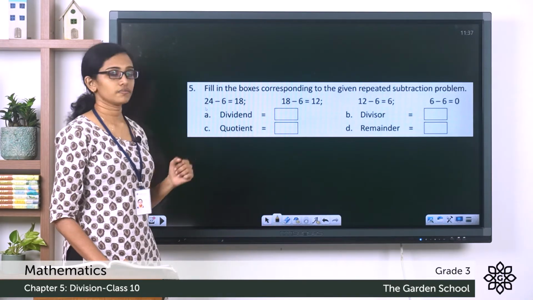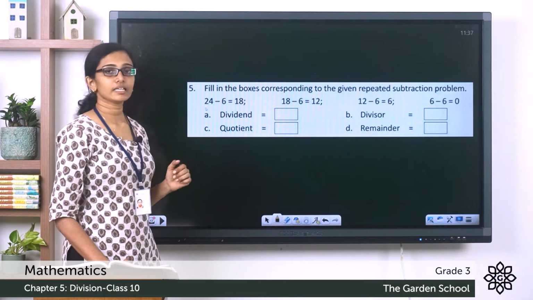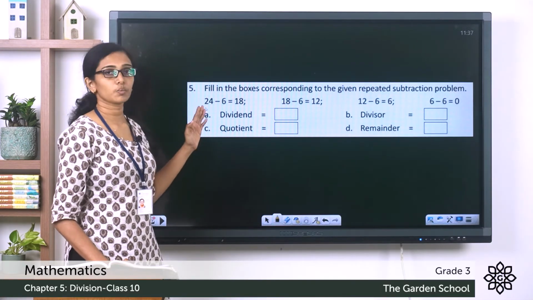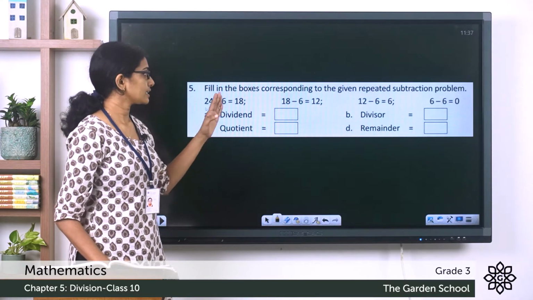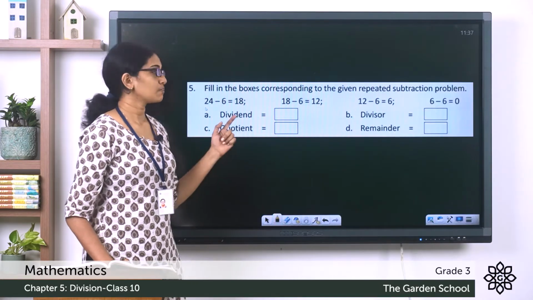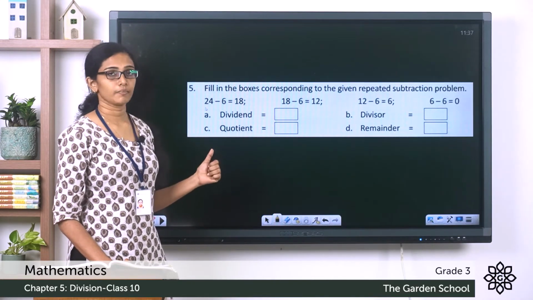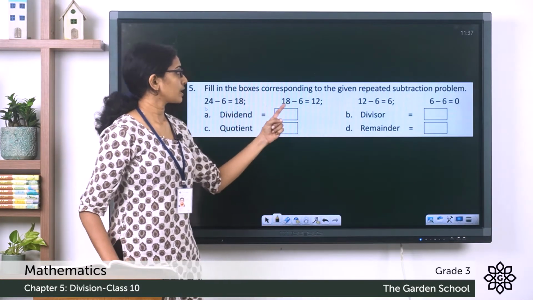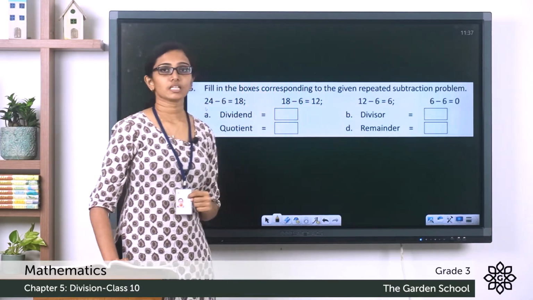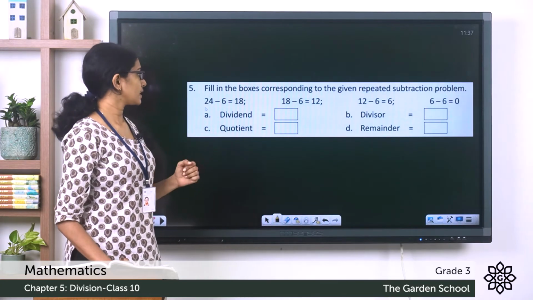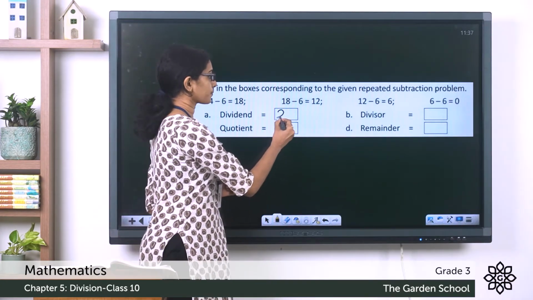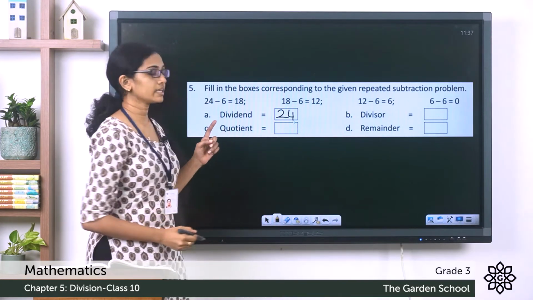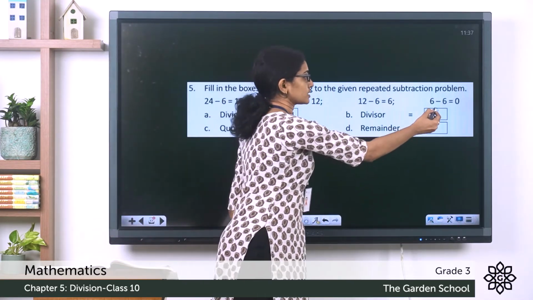It is 24. So our dividend is the number that we start with, that is 24, and the number that we are repeatedly subtracting from the given number, that is the divisor. And what is it? It is 6. We are repeatedly subtracting 6 in each case. So our dividend is 24 and our divisor is equal to 6.